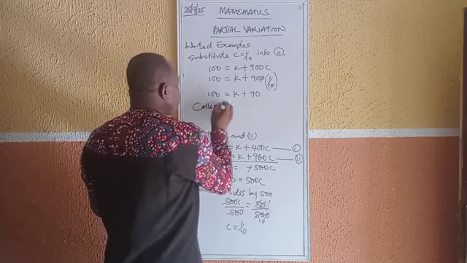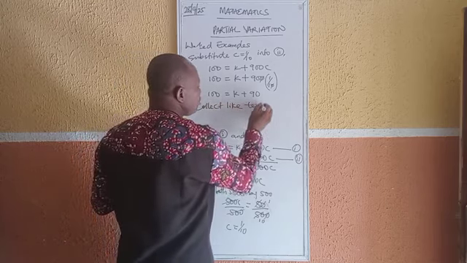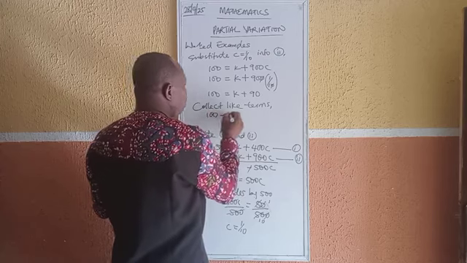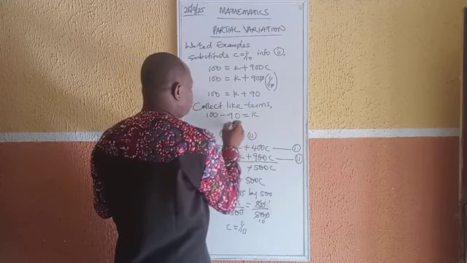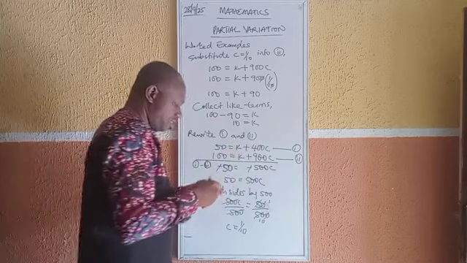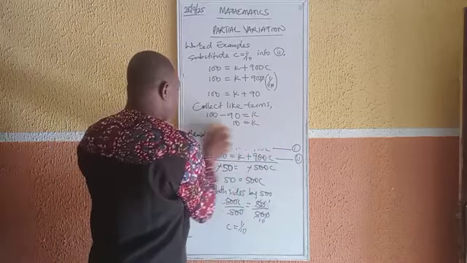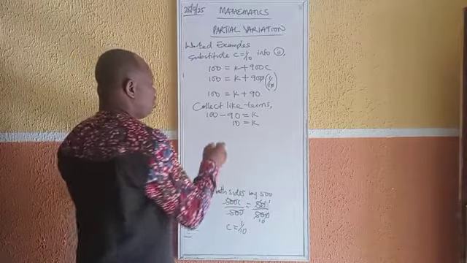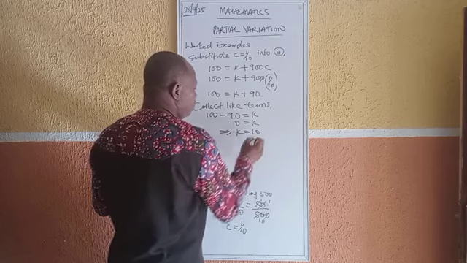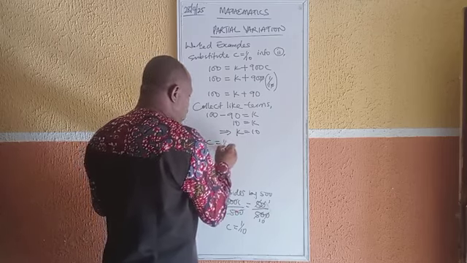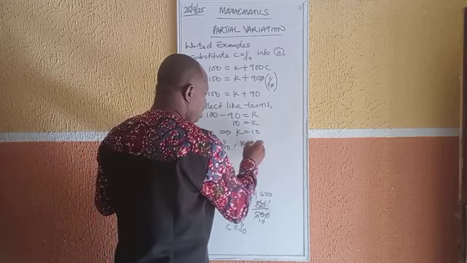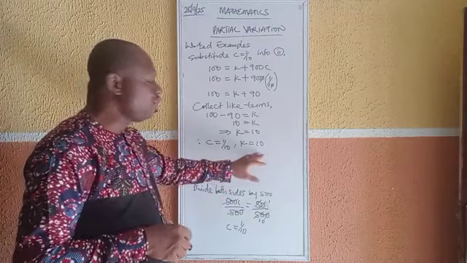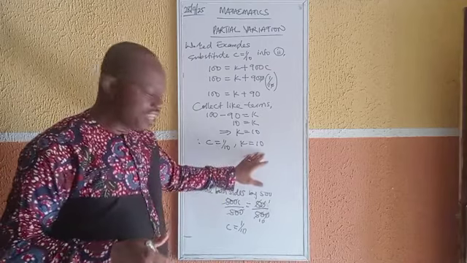If we collect like terms, 100 minus 90 equals K, which means K equals 10. Which implies that K equals 10. So therefore, C is 1 over 10, K equals 10. So we have the value for the two constants now, C and K.